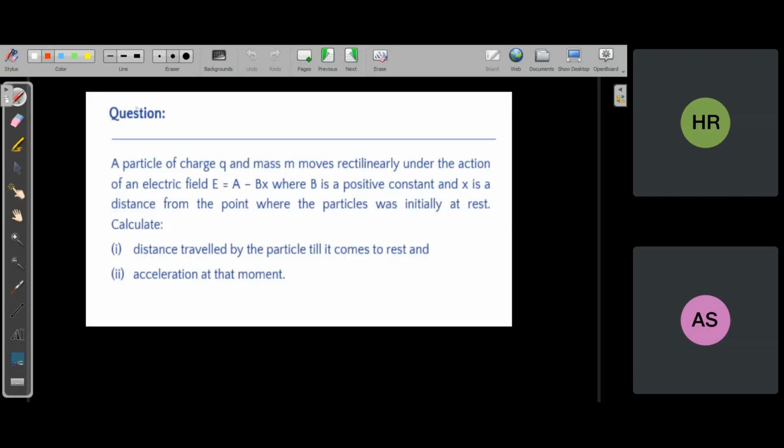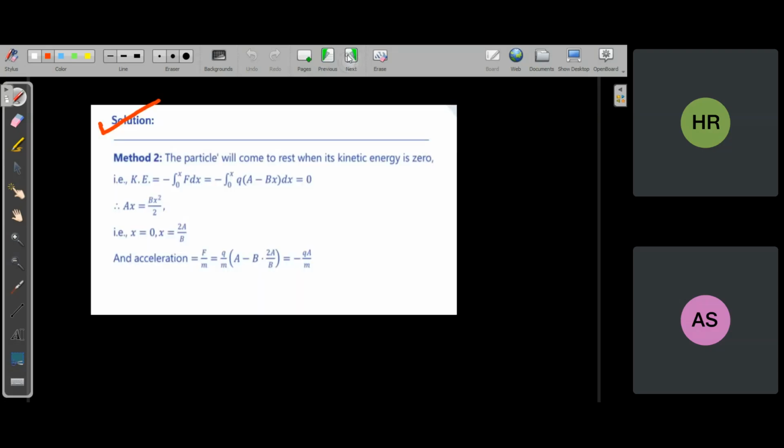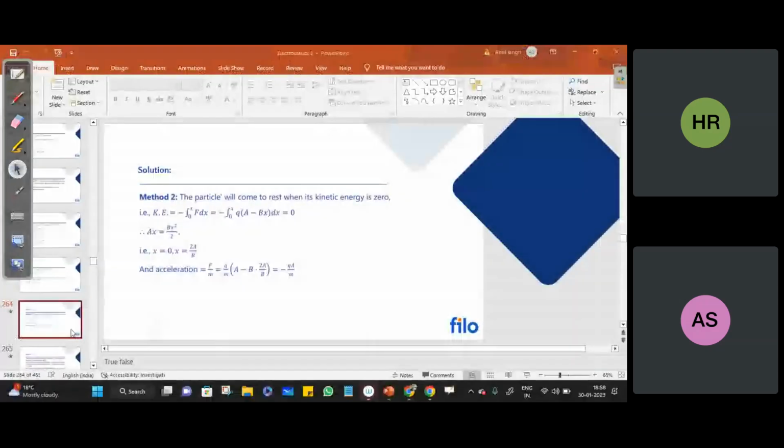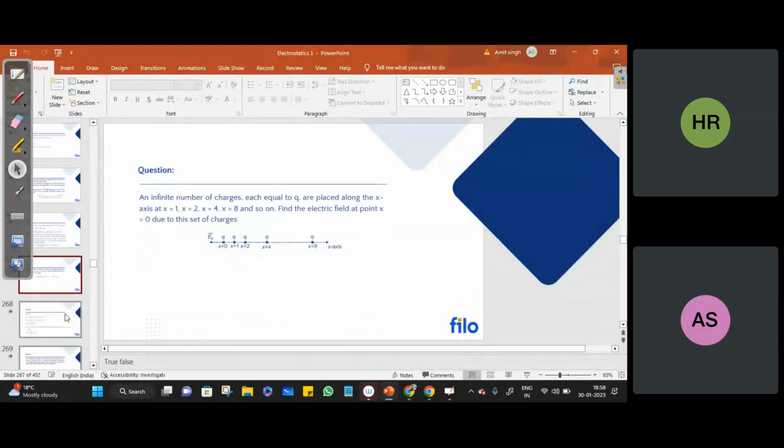See, acceleration at that moment. First, you will find x, and then in the equation of acceleration, you will substitute x, right? Do you have any doubt? Right, sir. So there are many questions of this type.